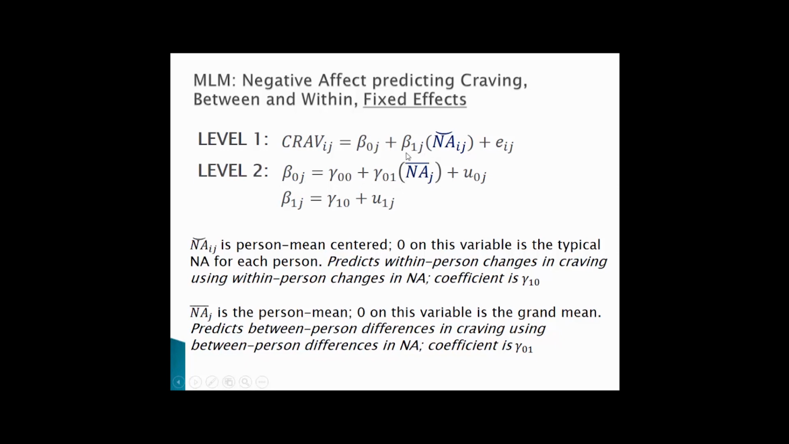We can also think of this relationship at the within person level between negative affect and craving as a random variable that differs between individuals. So gamma 1, 0 is telling us about the average within person relationship. Each person is allowed to have a different relationship, and that's captured by a difference in the slope term for that person, and that's the U1J. For some people that relationship will be higher than the average for the sample. For some it will be weaker or lower.